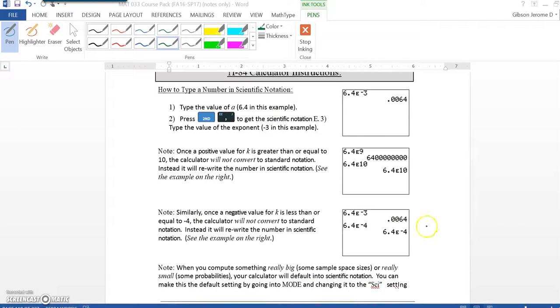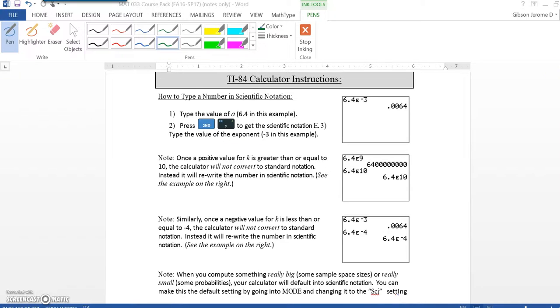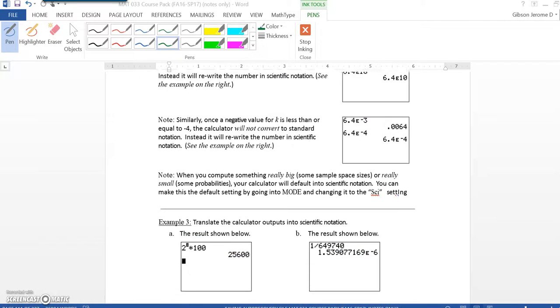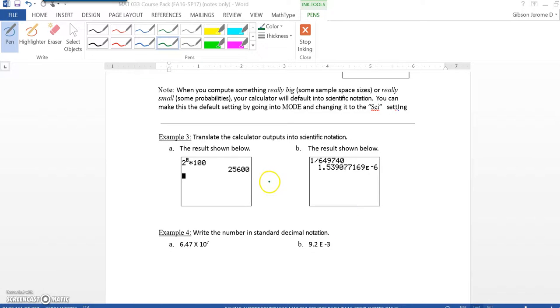Now on this next page, we talk about the keystrokes and everything that you have to do in the calculator. With that, we can further discuss these calculator instructions in class if you continue to have questions on this topic. But there are some exercises here we do need to answer. For example, example 3 says translate the calculator outputs into scientific notation.